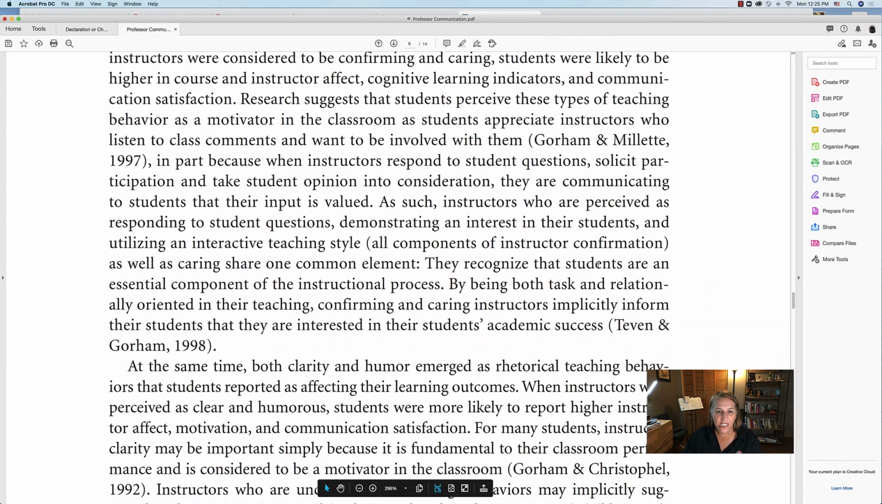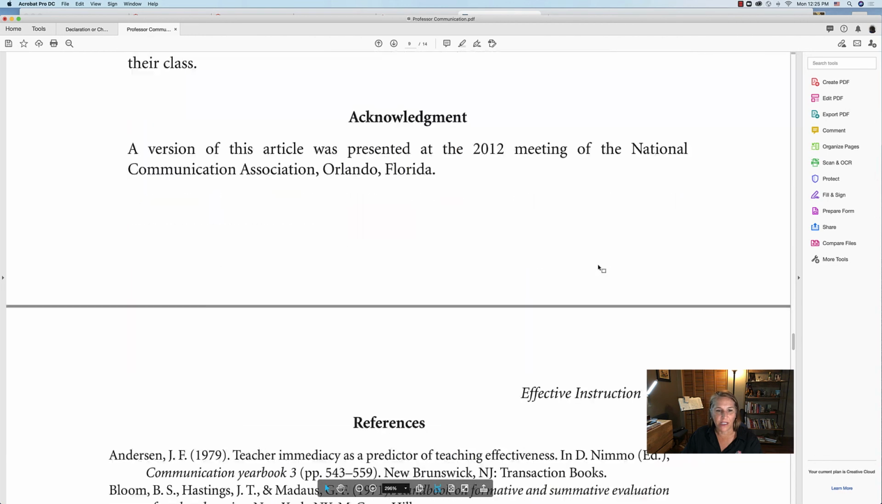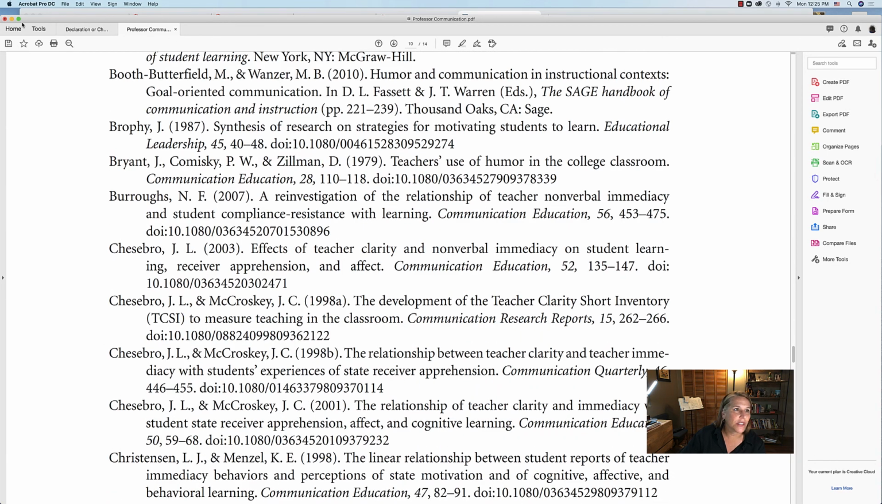I wanted to see if this article did any regressions, which it did not. So we'll choose a different article on our next example. Okay.